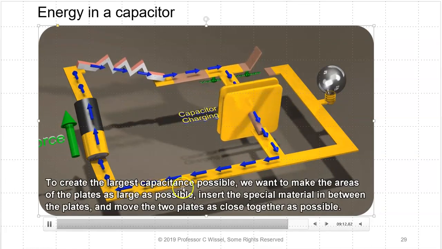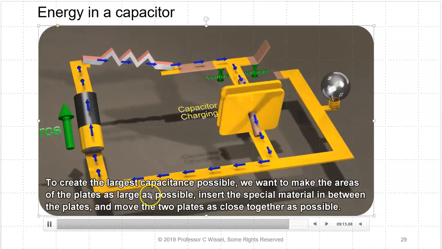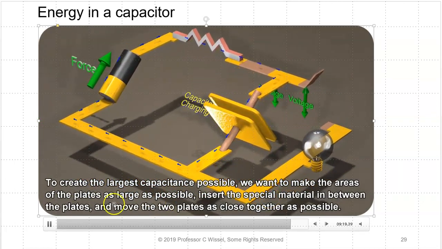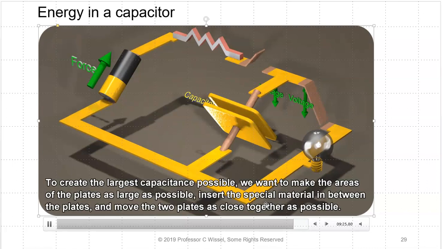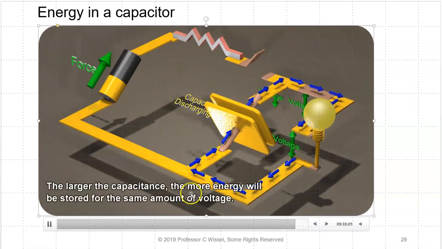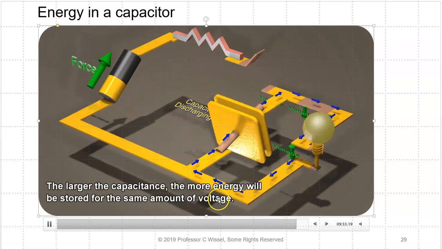To create the largest capacitance possible, we want to make the areas of the plate as large as possible, insert the special material between the plates, and move the two plates as close together as possible. The larger the capacitance, the more energy will be stored for the same amount of voltage.